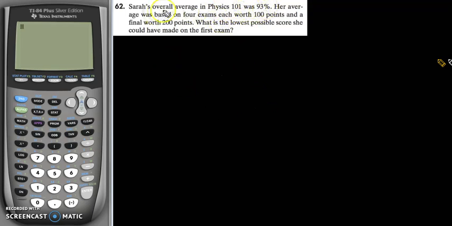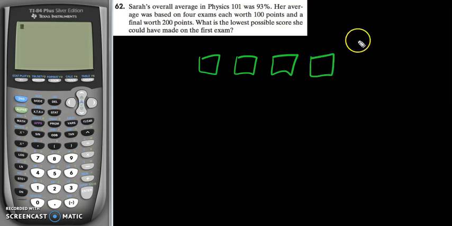Okay, so her overall average is 93%. Her average is based on 4 exams, each worth 100 points, and a final worth 200. So there's an exam, an exam, an exam, an exam, and then the final is essentially worth 2 exams. I could put one bigger, like 200 point thing, but let's just say it's 2 exams, so worth 200 points. So that means there's 100, 200, 300, 400, 500, 600 total points right now in the class.